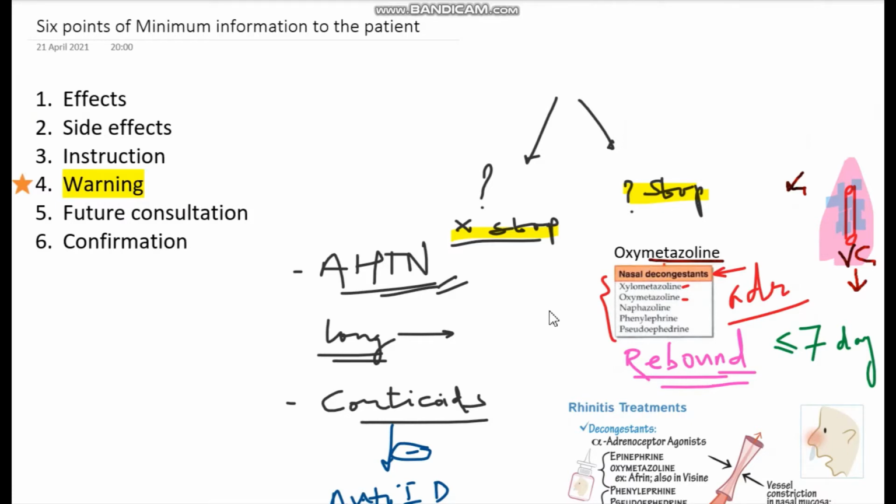Okay, now the second thing which comes here is about when to stop the drug. When to stop the drug related warnings. When not to stop the drug, I'm sorry. When not to stop the drug related warnings.